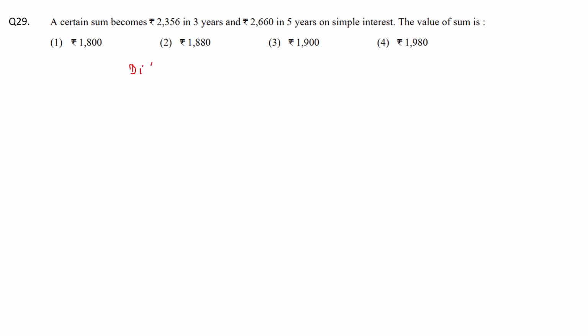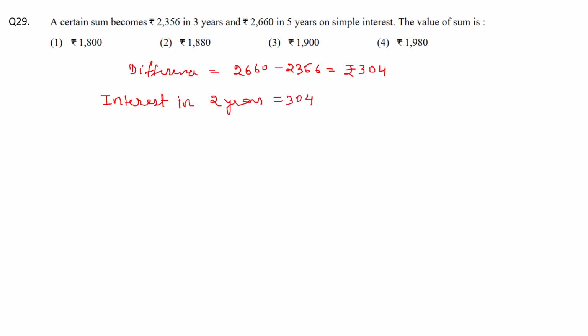So let's find the difference. So difference is 2660 minus 2356, which will give me 304 rupees. This he got as interest in 2 years, isn't it? 5 years minus 3 years, 2 years. So interest in 2 years he got as 304 rupees. So interest in 1 year, how much he will get? It will be 304 divided by 2, isn't it? And if you simplify, you will get 152 rupees.